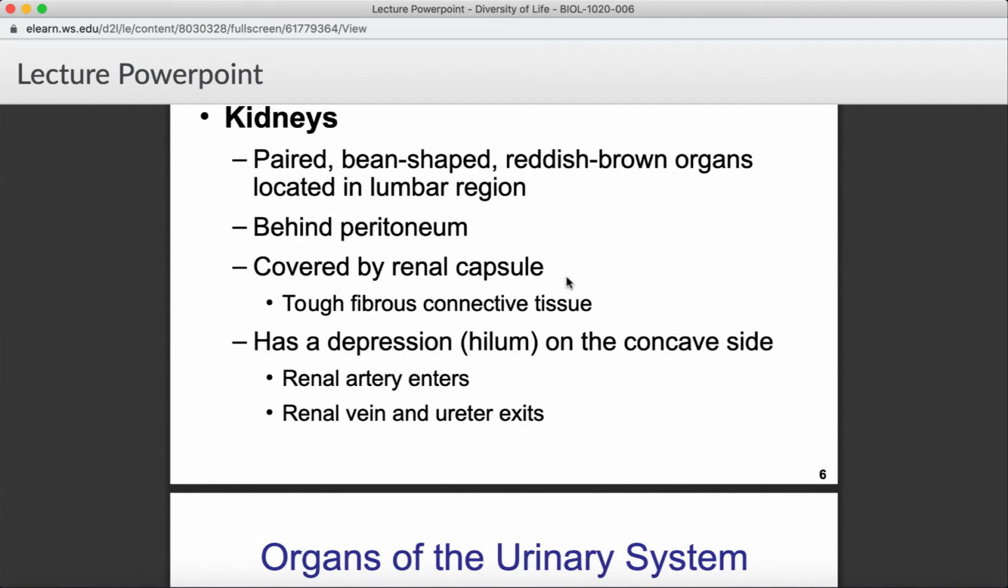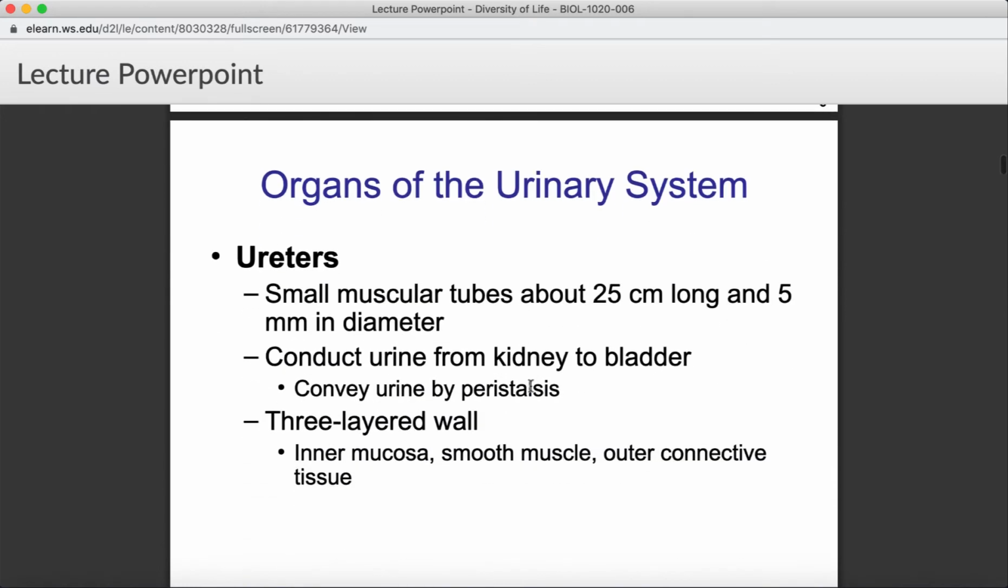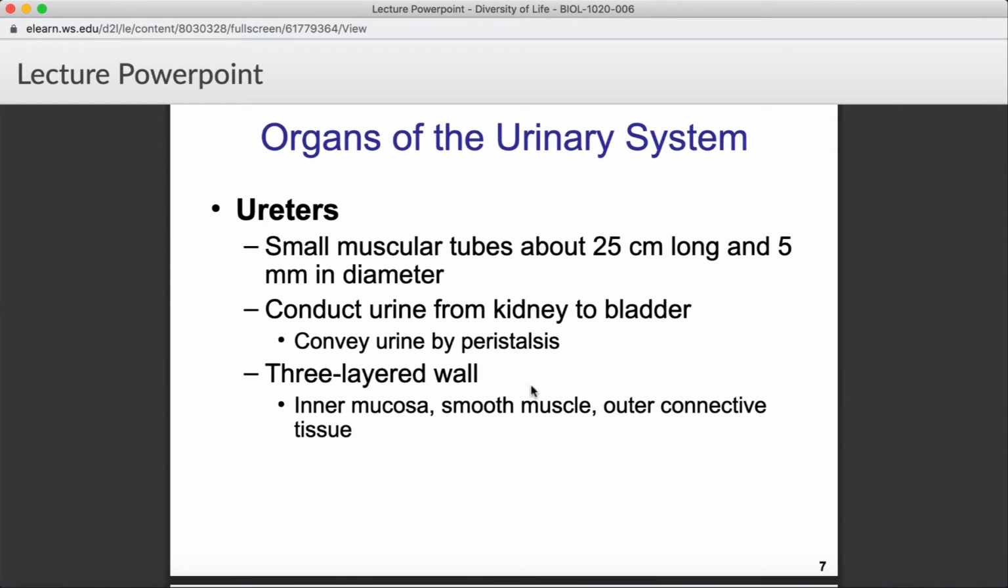Either way, they're covered by the renal capsule, which is a tough fibrous connective tissue. It has a little hilum, or depression, on the side where the arteries enter and the veins and ureters exit. The ureters are small muscular tubes about 25 centimeters long, 5 millimeters in diameter, that conduct urine from the kidneys to the bladder, conveyed by peristalsis, so that it will work even if you're inverted, let's say.